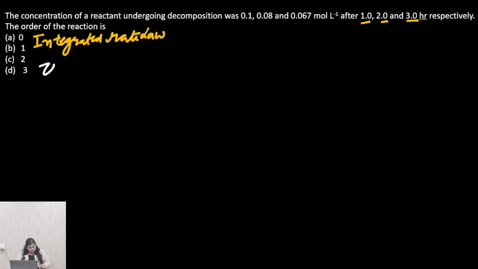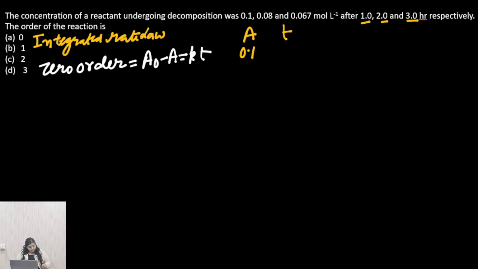Okay, so let us first check if the reaction is following zero order kinetics or not. For the zero order, the integrated expression is A naught minus A equal to Kt, right? Now here the data we have is A and t: 0.1, 0.08, 0.067 after the time span of 1, 2 and 3 hours. So A naught is 0.1, and the data we are using is 0.08, which is the remaining concentration.